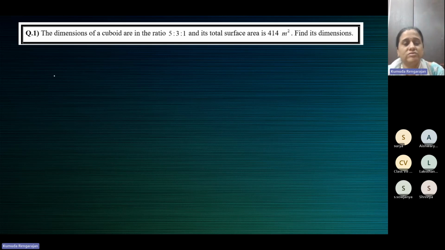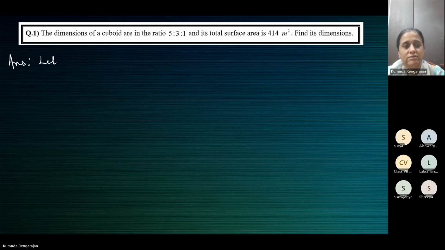All right, children. So this question: the dimensions of a cuboid are in the ratio 5:3:1, and its total surface area is 414 meters square. Find its dimensions. So we are given the total surface area, so let's write that first. Before that, the ratio is given. So how do you assume?